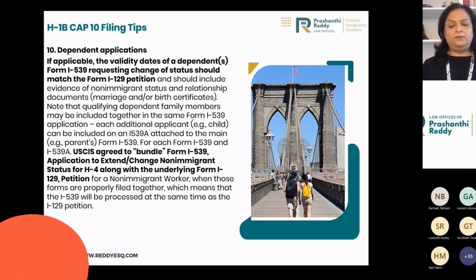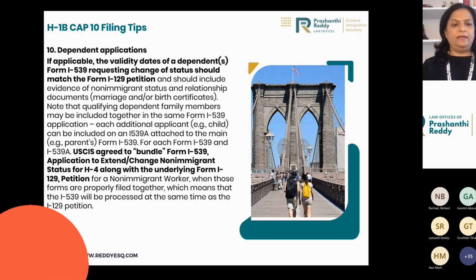Also, remember that if you're submitting for spouse and children, you don't have to submit a separate I-539 form for each dependent. You have to just submit an I-539A form for each additional dependent. Also, you don't have to submit an additional fee for each dependent, just one fee for all the applicants, because you're submitting only one application and you're submitting an A form which does not have any fee. So just one fee. So I-539 and I-539A forms.